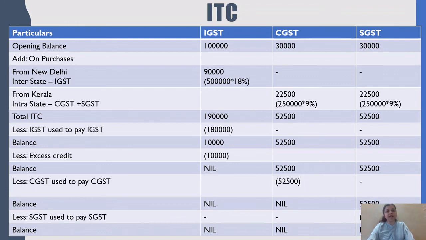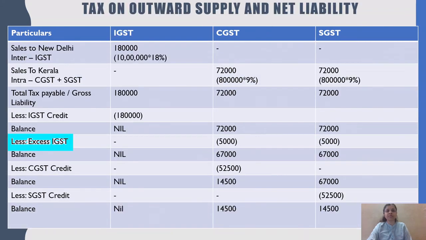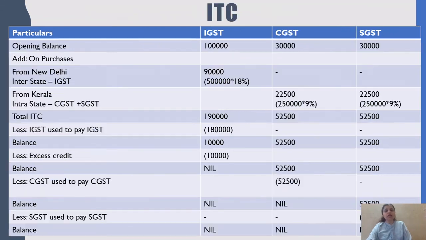Again the rule says that first any credit has to be utilized to pay off the liability under the same head. So the CGST credit which is available first needs to be utilized to pay off any liability under CGST. As we have calculated under CGST, we had to pay 72,000. However, out of that, 5,000 has already been adjusted with the excess balance of IGST credit which was available. So after that adjustment 67,000 is still payable under CGST. The credit available under CGST is however only 52,500.